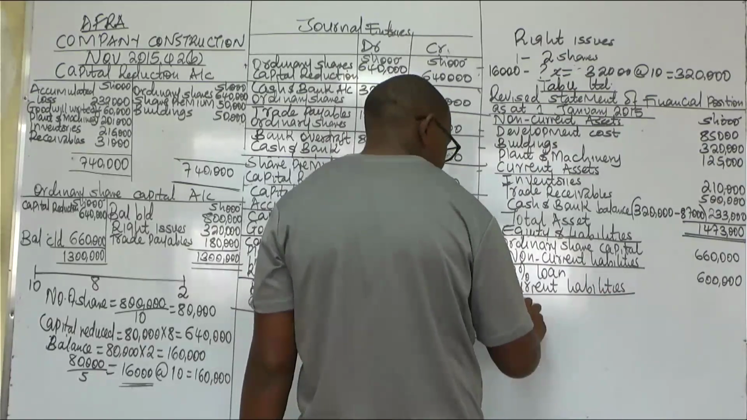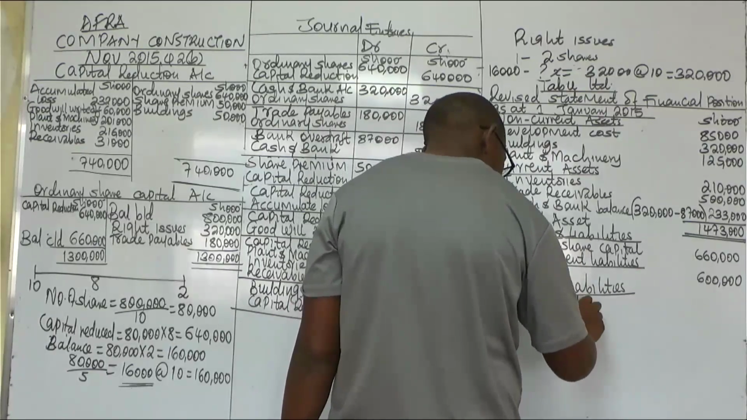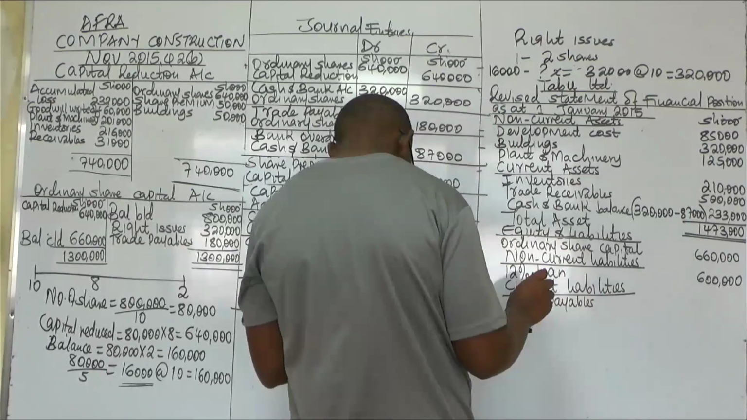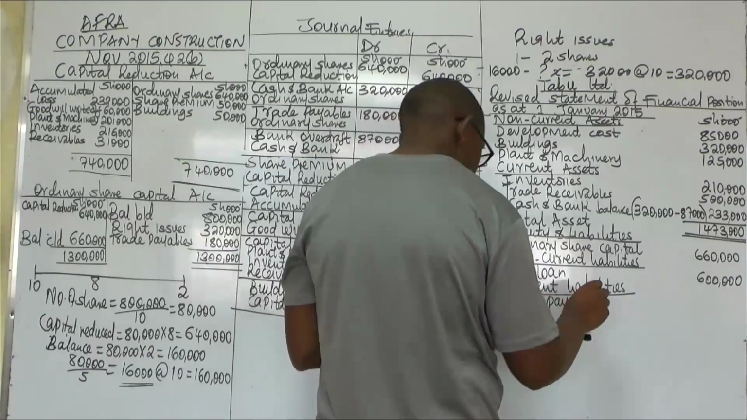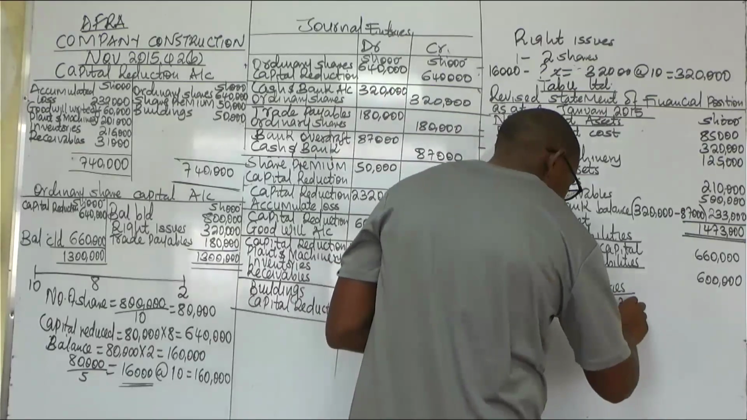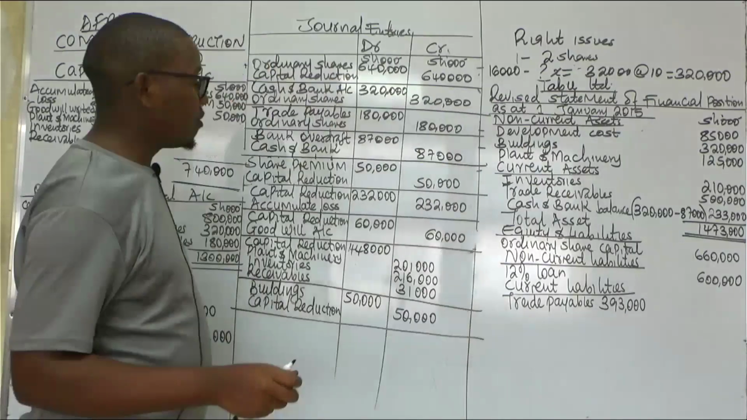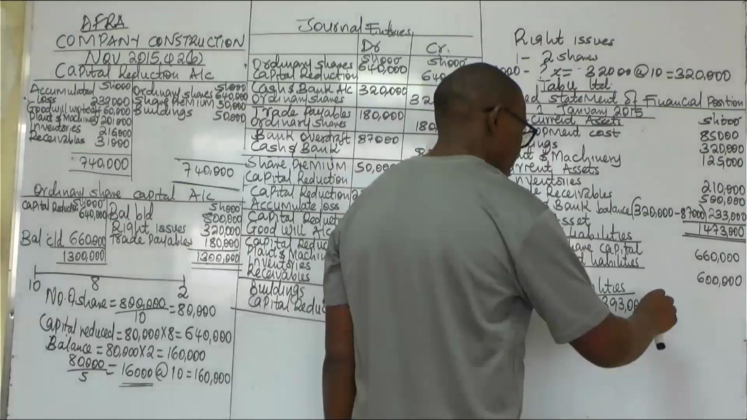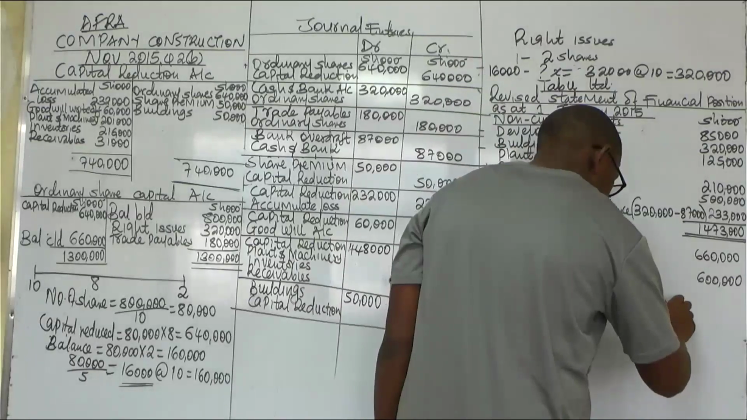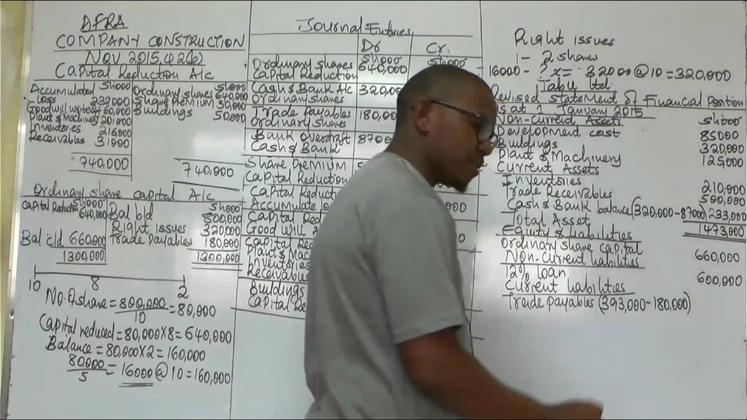Current liability, I have the trade payables. Trade payables zilikuwa za ngapi? The balance 390, 393. They converted 180 to ordinary shares. I will eliminate the 180. How much is it giving you?